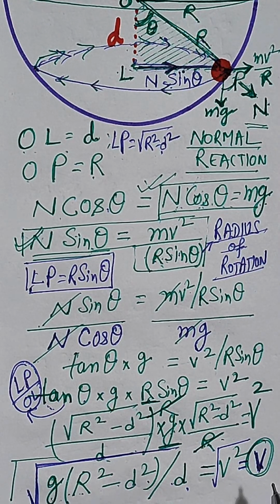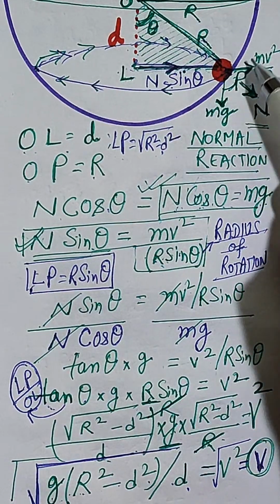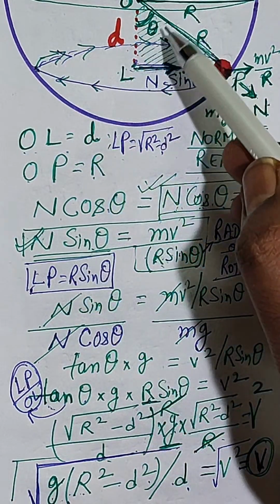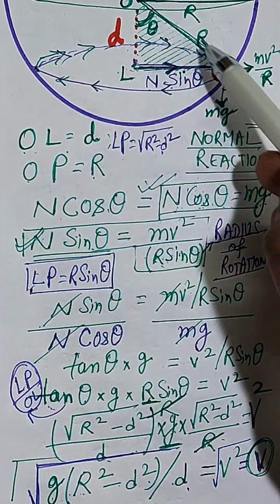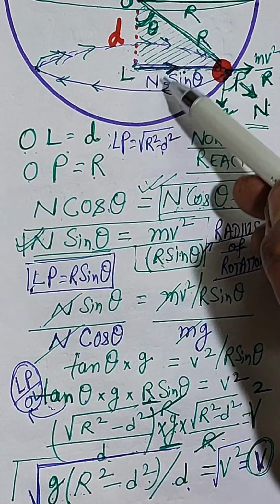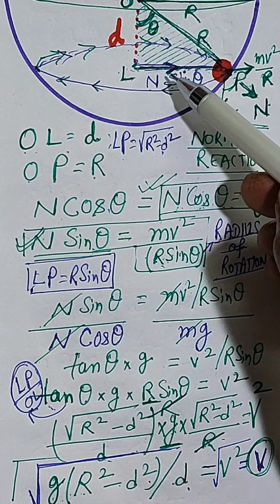So let me quickly take up the question. This particle is rotating in a circular orbit touching the surface of the hemispherical bowl, the inner surface. I am just treating this hemispherical bowl as transparent.